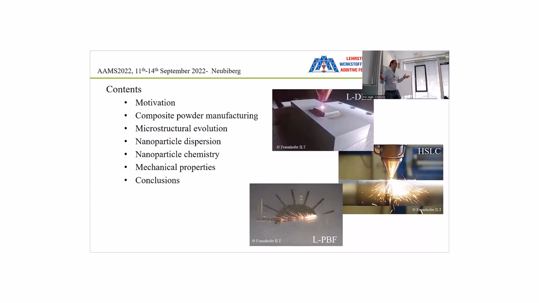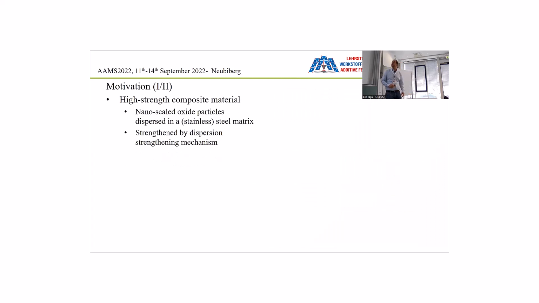So as it is a comparative study, you can already judge from these pictures that we're going to compare some different processes. So we have the DED, so the direct energy deposition. We have what is called the high-speed laser cladding. So this is kind of like the high-speed variant of this process. And of course, the well-known laser powder bed fusion.